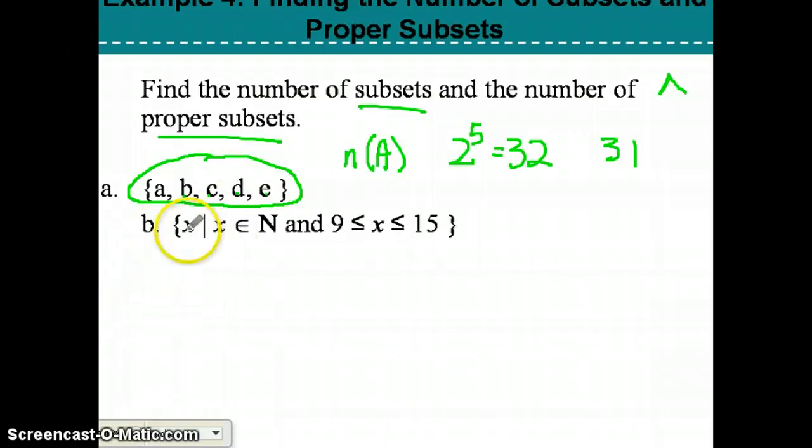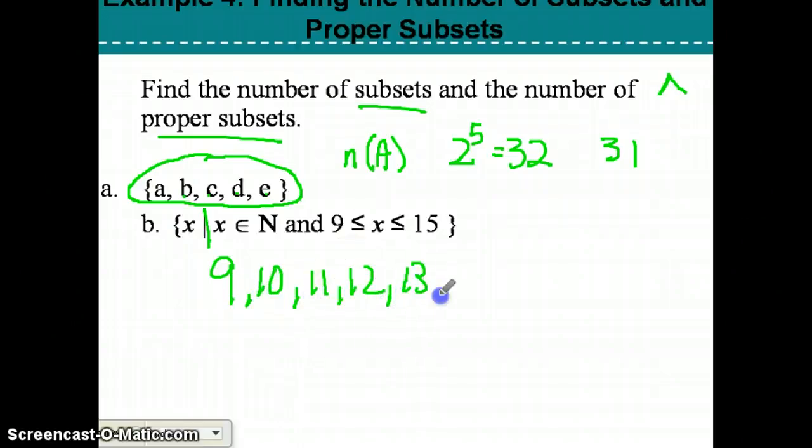B is the set of all elements X such that X is a natural number and X is greater than or equal to 9, less than or equal to 15. All right, so 9, 10, 11, 12, 13, 14, 15. Do I include 15? Yes.